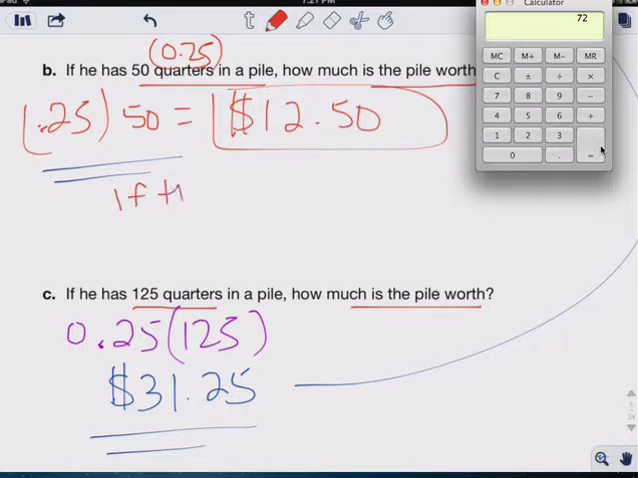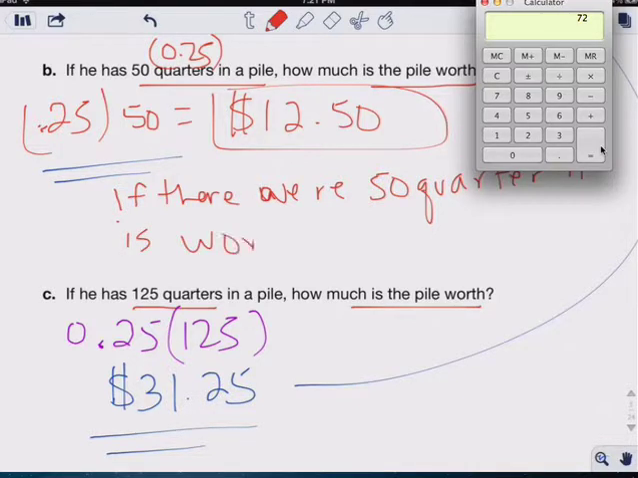If there were 50 quarters, it is worth $12.50.